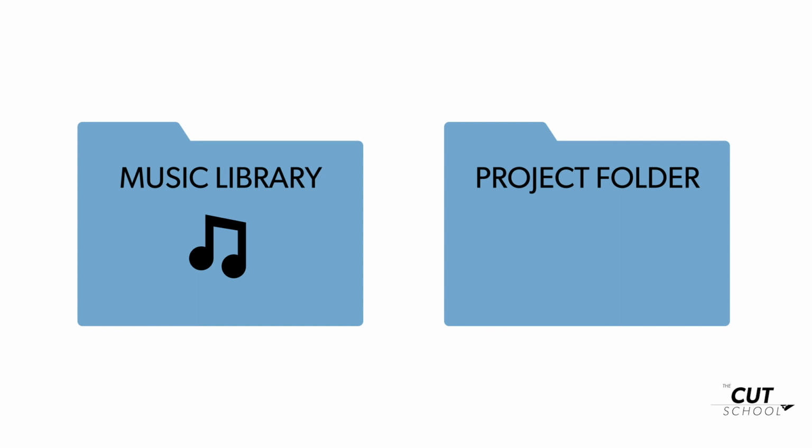If you're going to be using files from an archive or a library you've created, such as a stock music library, make sure you copy the files from the library to the project folder. That way, if the project folder is ever moved or copied, all of the dependent files are moved with it.